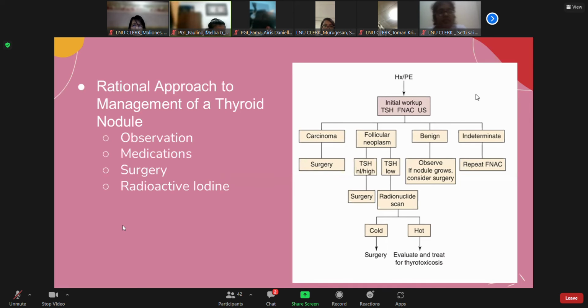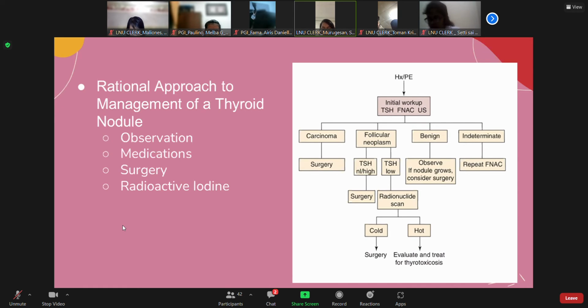Rational approach to management of the thyroid nodule. First, observation, then medication, surgery, and radioactive iodine. Evaluation generally begins with a thorough history and physical examination. Initial workup is by TSH screening, fine needle aspiration cytology, and ultrasonography. In carcinoma, surgery should be considered.